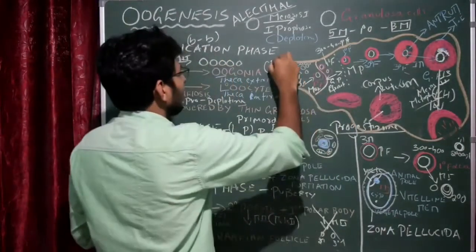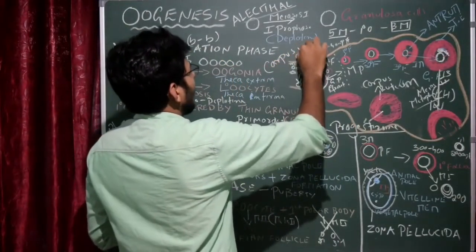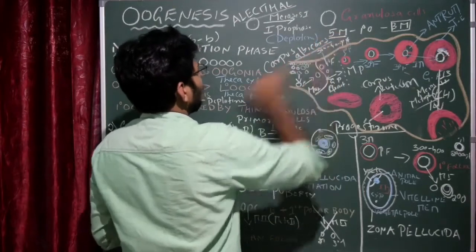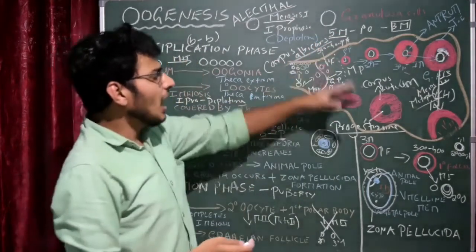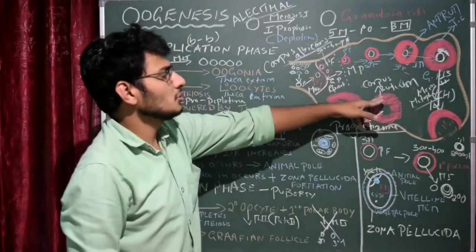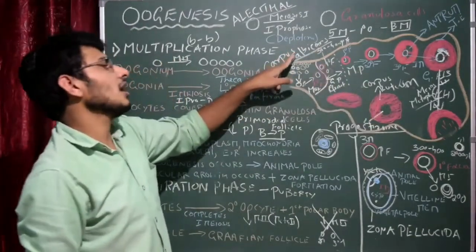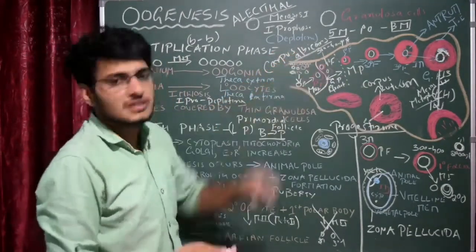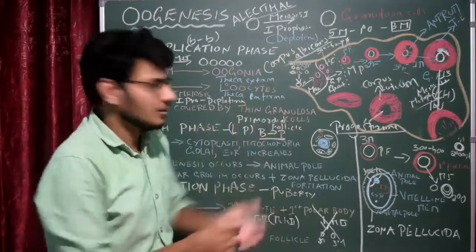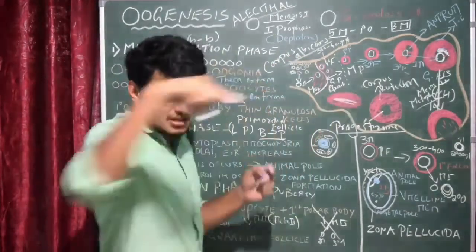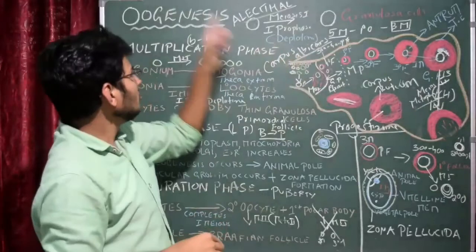Shall I write here? Corpus albicans. You may get a question: name the scar which is produced from the corpus luteum. That is actually called the corpus albicans. The meaning of corpus albicans is scar. It looks like a scar. Okay, so that is all about the oogenesis.